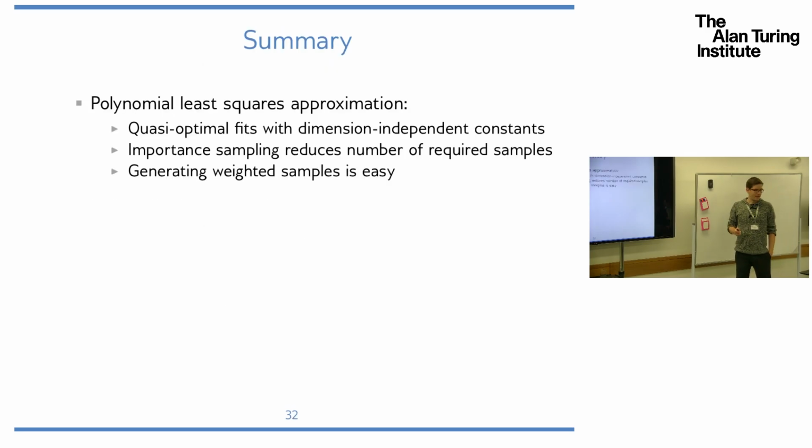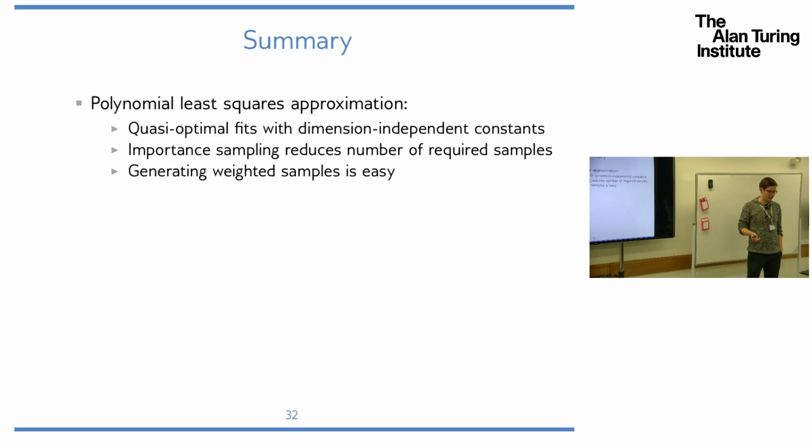Okay, with this, I'm already at my summary. So let's recap. What did you see? We saw that polynomial least squares approximation allows you to obtain quasi-optimal fits to functions up to constants that are dimension independent. And dimension means here the number of parameters. We have seen that importance sampling, meaning optimal distributions to generate these samples, allows you to reduce the number of required samples.